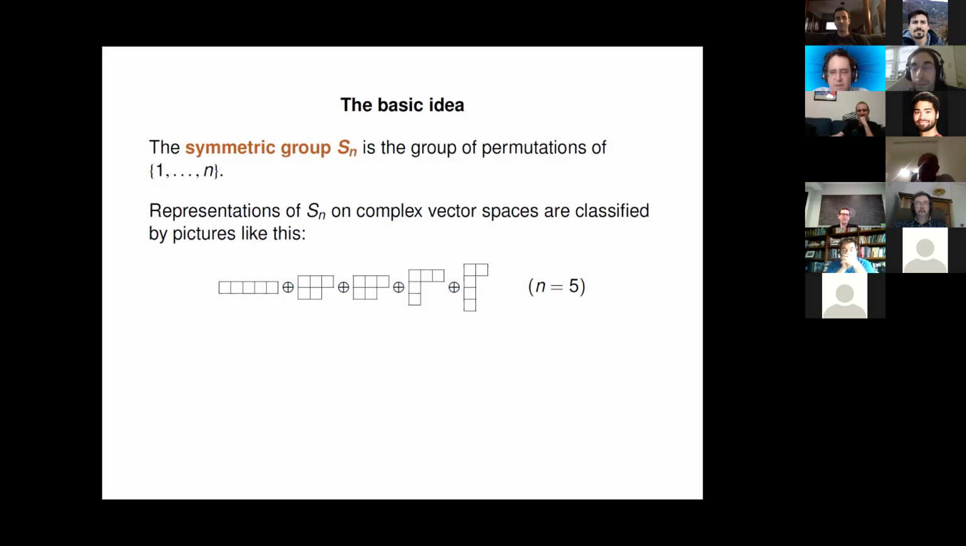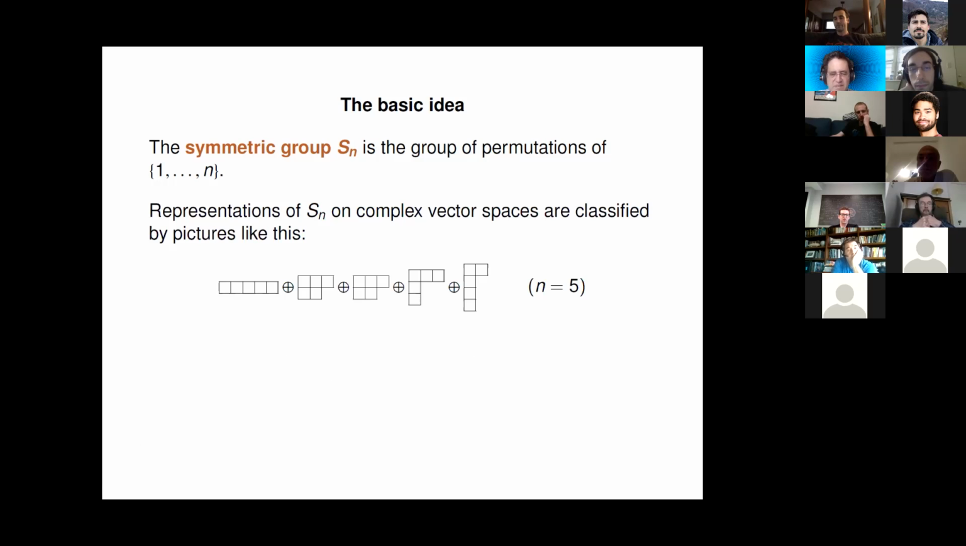So I'm going to look at representations of Sn on complex vector spaces, and it turns out that they are classified by pictures like this, which are formal direct sums of n-box Young diagrams. Notice these all have 5 boxes because I was doing representations of S5.